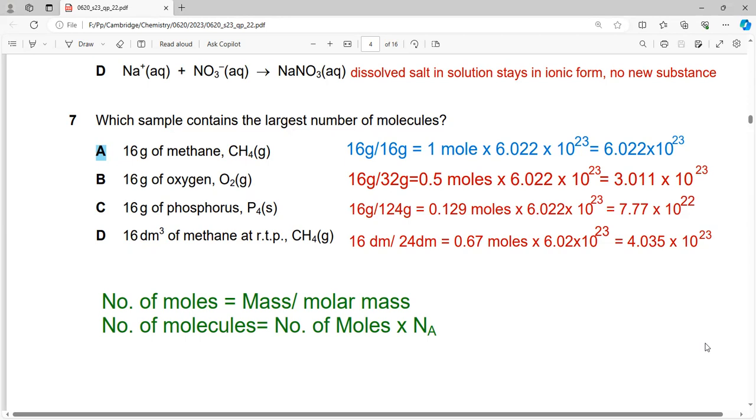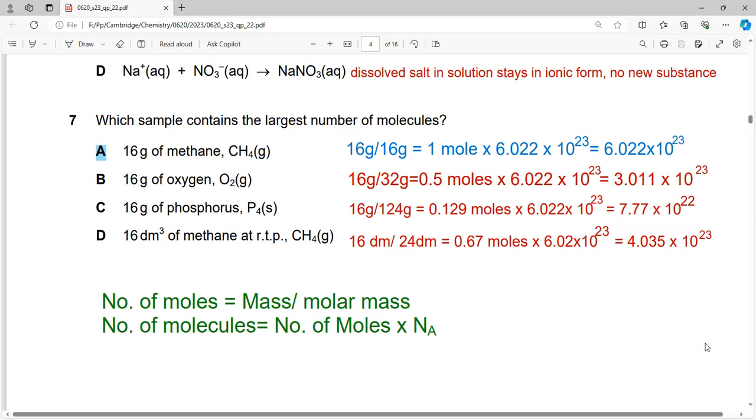Its molar mass is 16 grams. The carbon is 12 plus 4 hydrogens, and each hydrogen contains 1. You can get these values from the periodic table. So that will be 16 grams. 16 over 16 is 1 mole. 1 is multiplied by the Avogadro number, 6.022 times 10 raised to the power 23. So these are the number of particles.